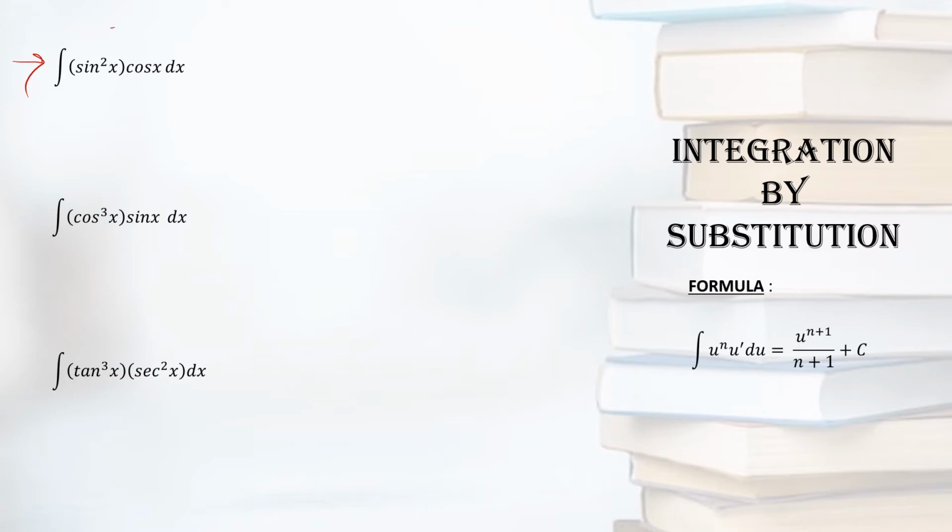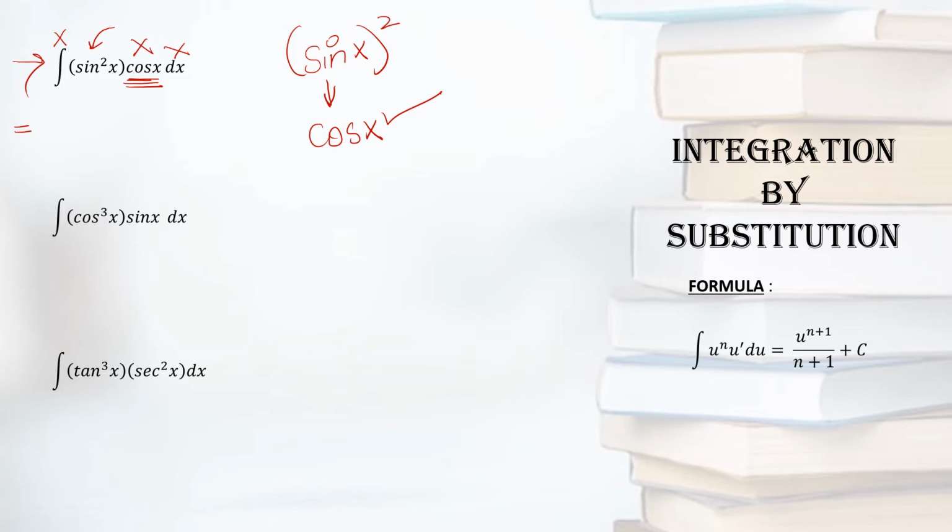Of course, we have seen that sine square x is a complex function. The reason is that you have a sine x and also there is a power. So in that case you have to ask yourself, what is the derivative of sine x? Cosine x. Now check, do you have the cosine x in the question? Yes, I have. If you have, ignore the cosine x, the derivative, ignore the dx, ignore the integral sign in the answer.